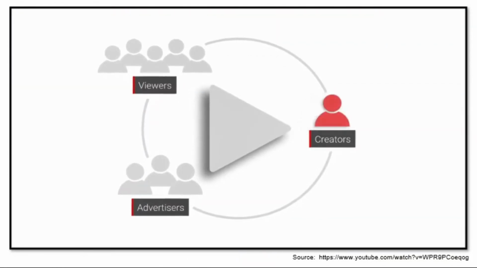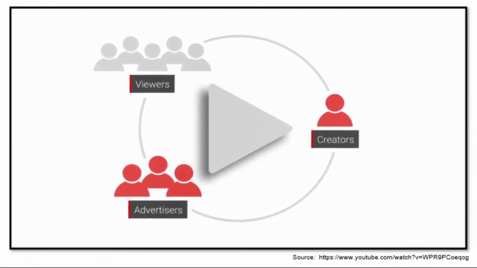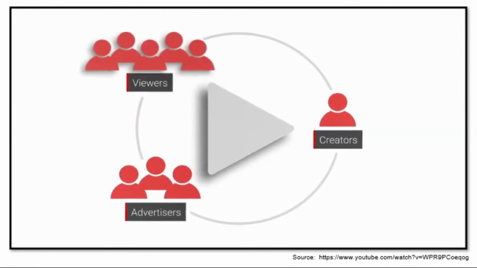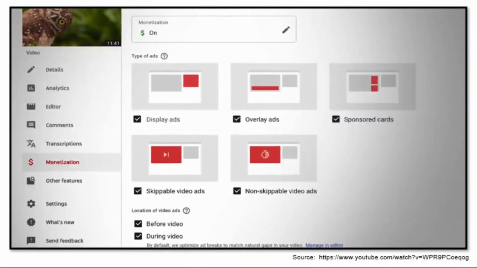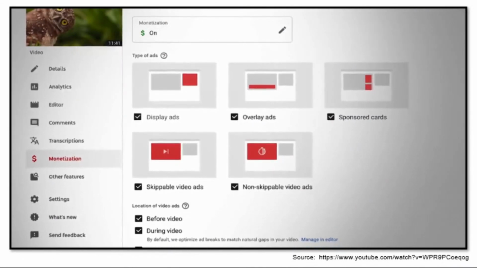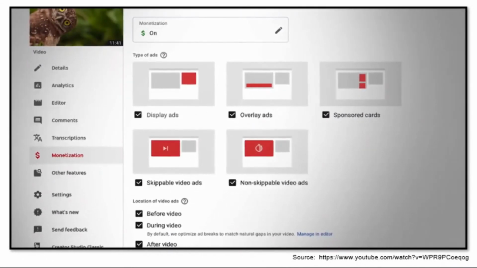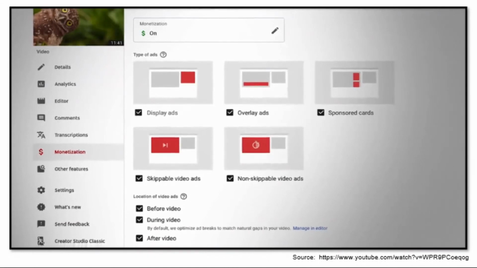Creators build the audience, advertisers buy ads to reach that audience, and viewers watch your videos with relevant ads. And then you get paid. Let's dive into this a little deeper. After joining the YouTube Partner Program, you can turn ads on in YouTube Studio and earn money. We suggest you select all ad formats as your upload default so that you can maximize on the type of ad served.